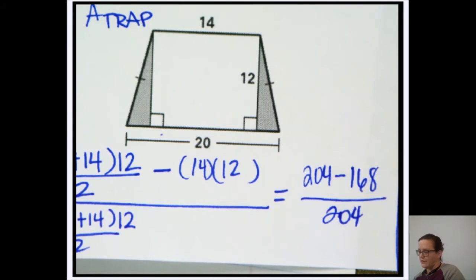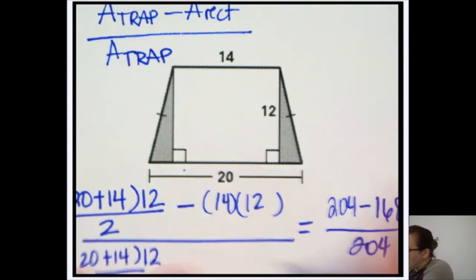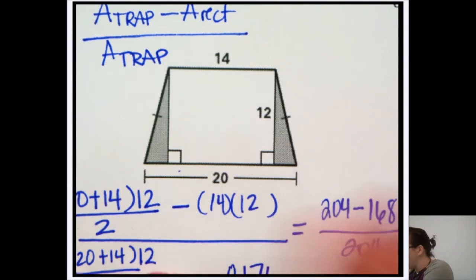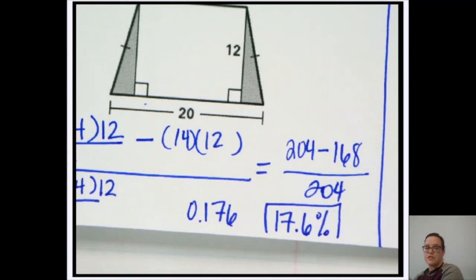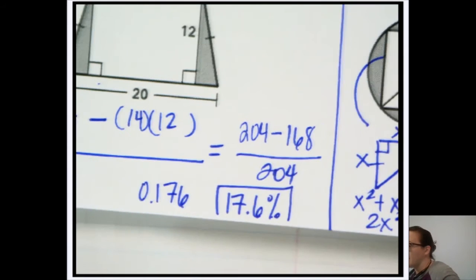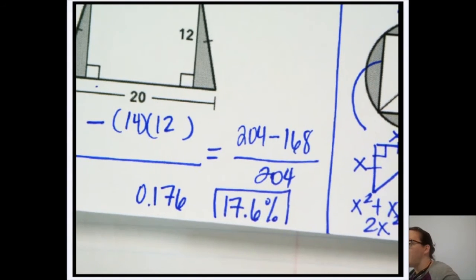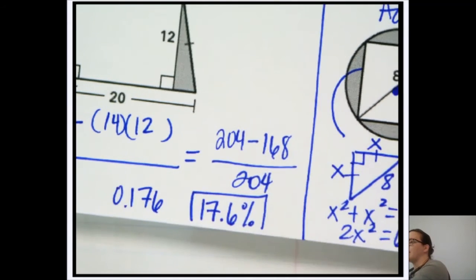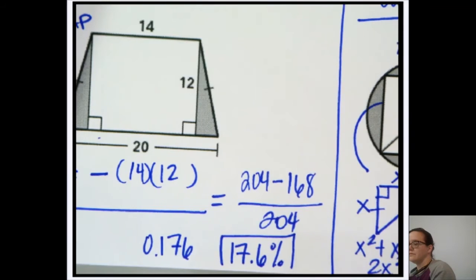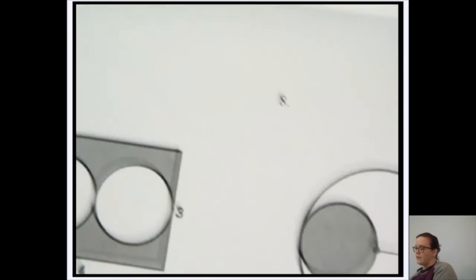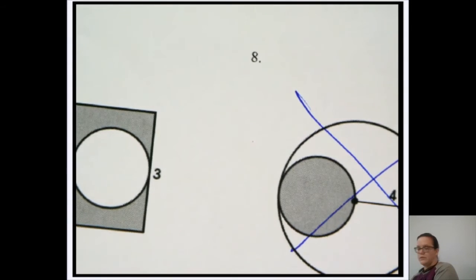So let's see what that gives us. And that's about 0.176 or 17.6%. So again, it's finding out that big shape minus the little shape over the total area. So a couple more that I'd like us to, or at least one more. Two more. So let's look at number 7 in this case.